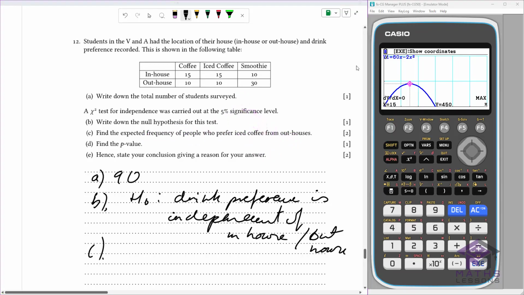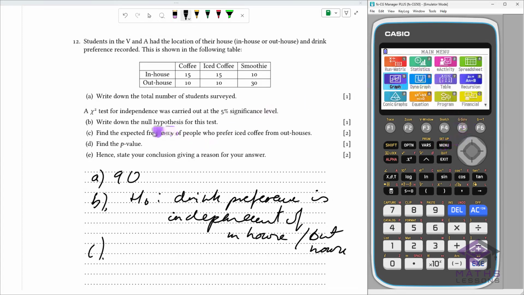Iced coffee from outhouse. What we do is we take the total of the iced coffee, which is 25, and then we look at outhouse and take the total of outhouse, which is 50, and you do 25 times 50 and then divide by the total number of 90 to get your expected number.